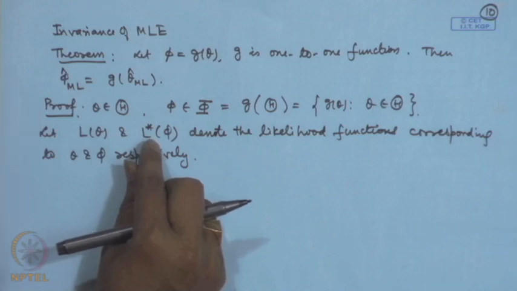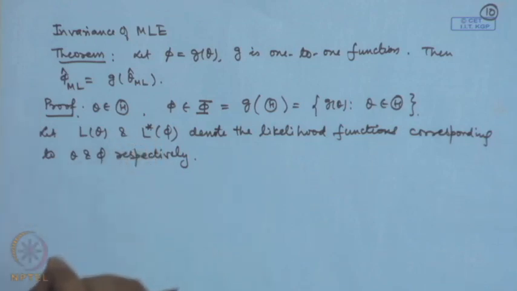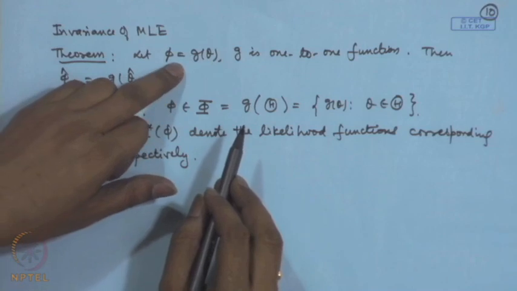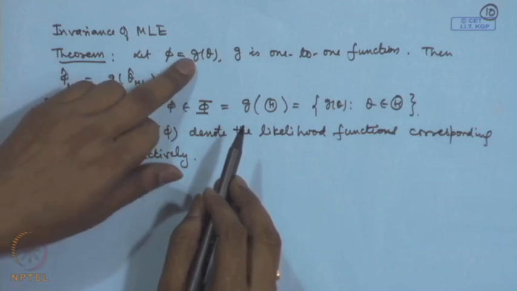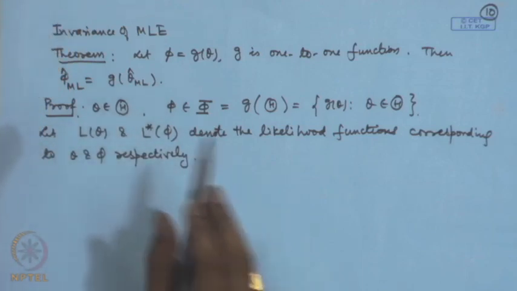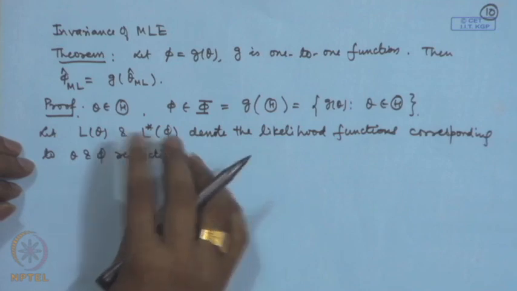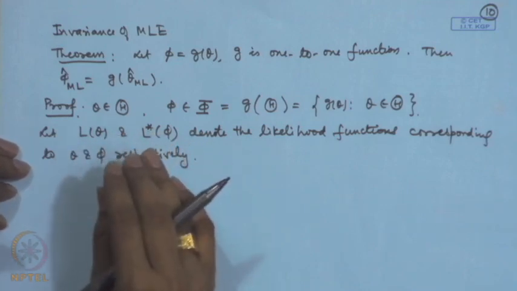Essentially, they are the same functions, because L(theta) is obtained as the joint distribution written at the point theta. Now, in that you substitute, because g(theta) is equal to phi. So, if we substitute in terms of phi in that function, then that will be a function of phi and we denote it by L star. So, they are actually the same functions, but written as functions of different variables.